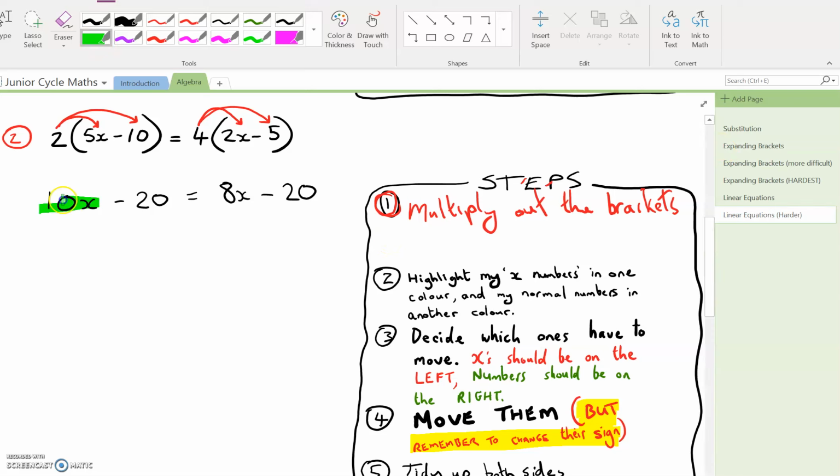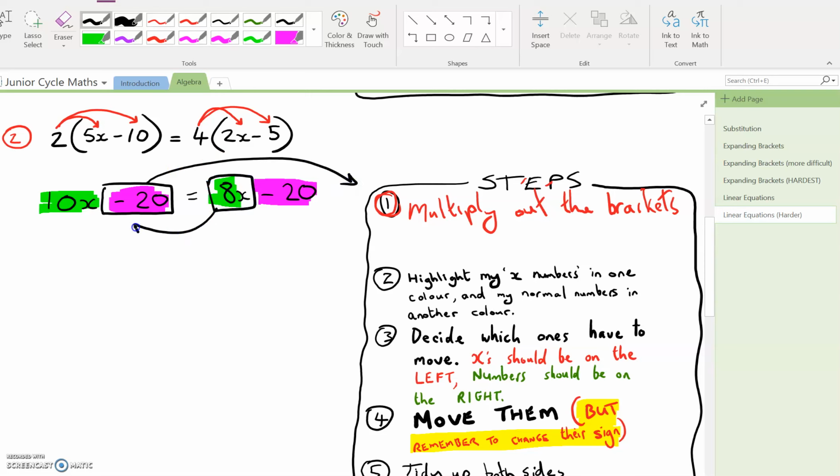Okay, highlight my x numbers in one color, and my normal numbers in another. Decide which ones have to move. I'm going to need to move this over to here, and I'm going to need to move this in here. I'll have 10x minus 8x, because I moved it over the equal sign, so it changes its sign. It was a plus, it becomes a minus. And I have a minus 20 here, and if I bring this over, it'll become a plus 20.